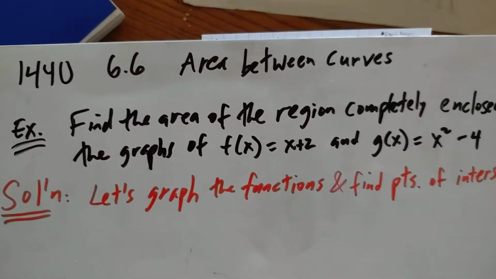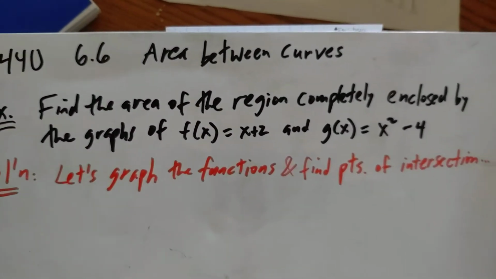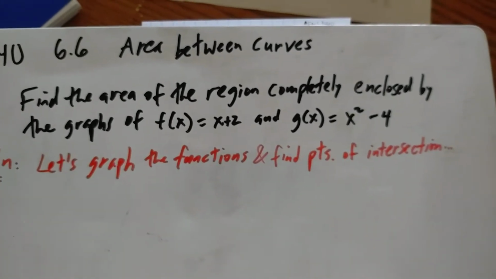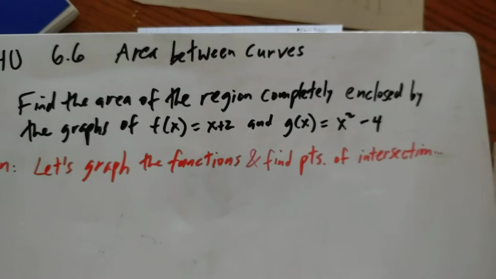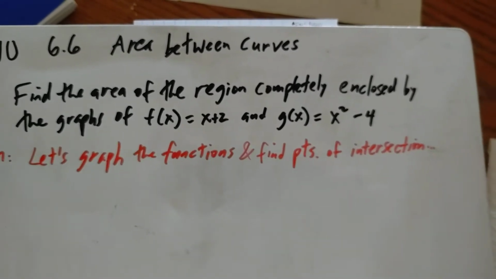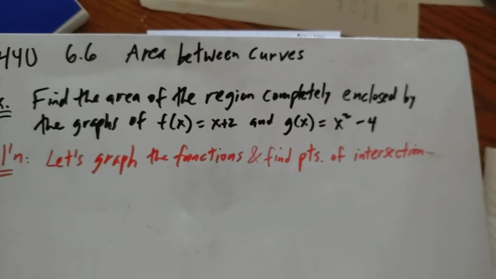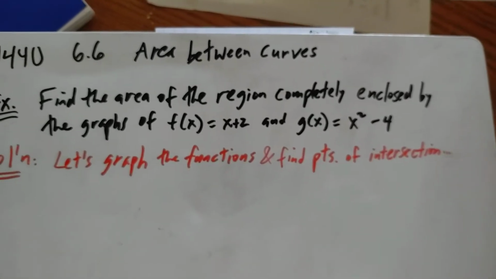Okay, so find the area of the region completely enclosed by the graphs of f of x equals x plus 2 and g of x equals x squared minus 4. Whenever you want to find the area completely enclosed by two graphs, it's always recommended to graph the functions.